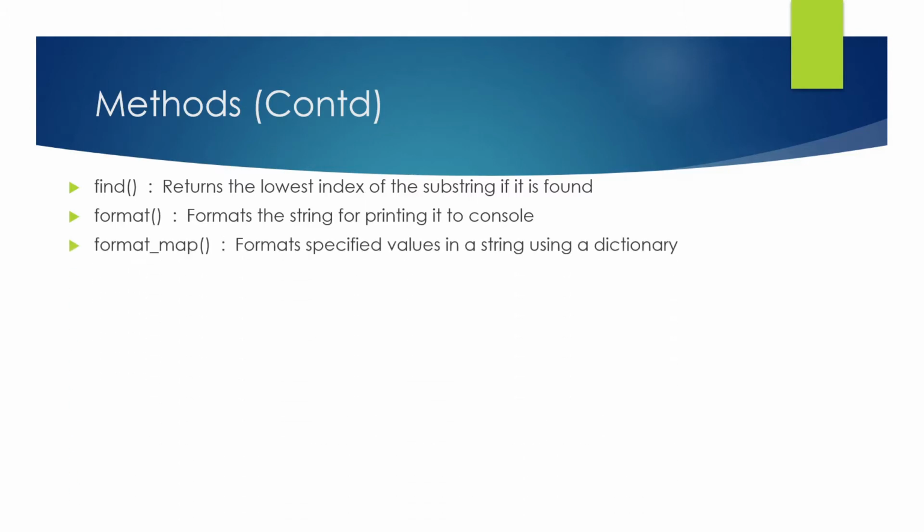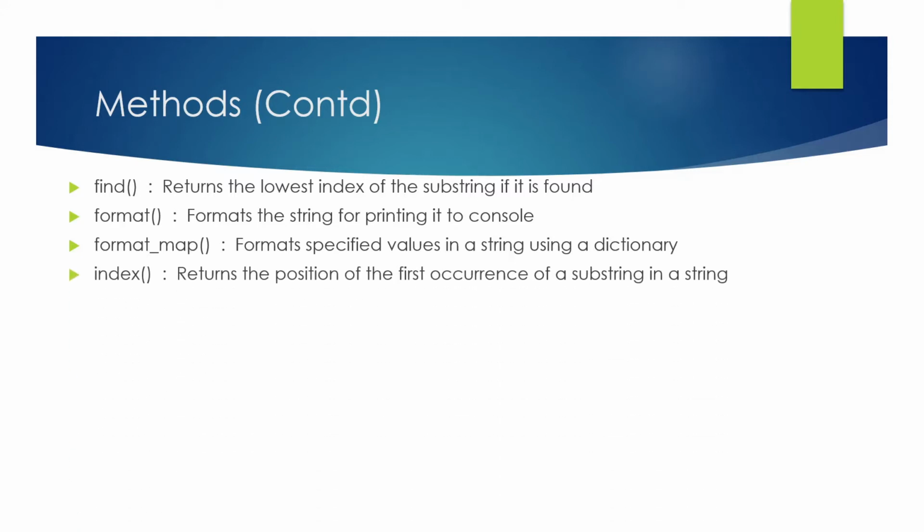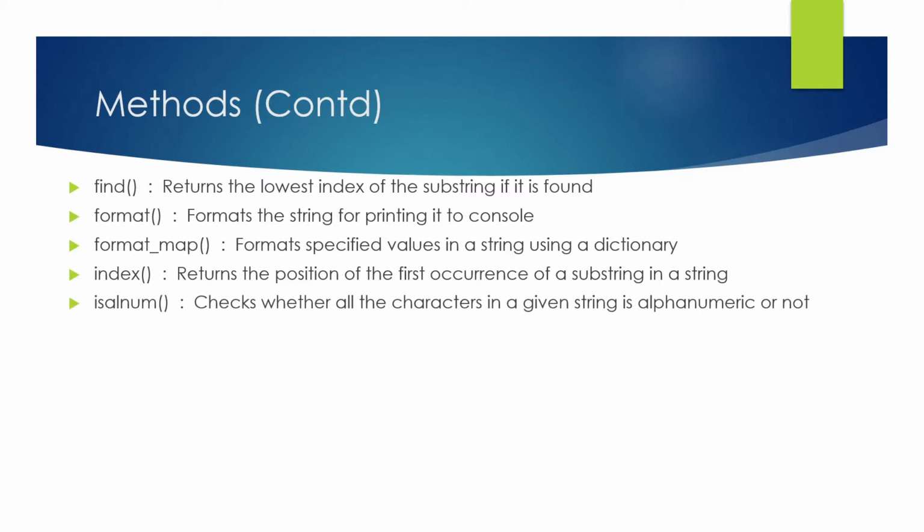Format map formats specified values in a string using a dictionary. Dictionaries and lists are data structures that are used. We'll talk about that in our future videos. Index returns the position of the first occurrence of a substring in a string. So if there is a long string and you want to know the index of a substring, you can use this str dot index and it will return the first occurrence, which is an integer.